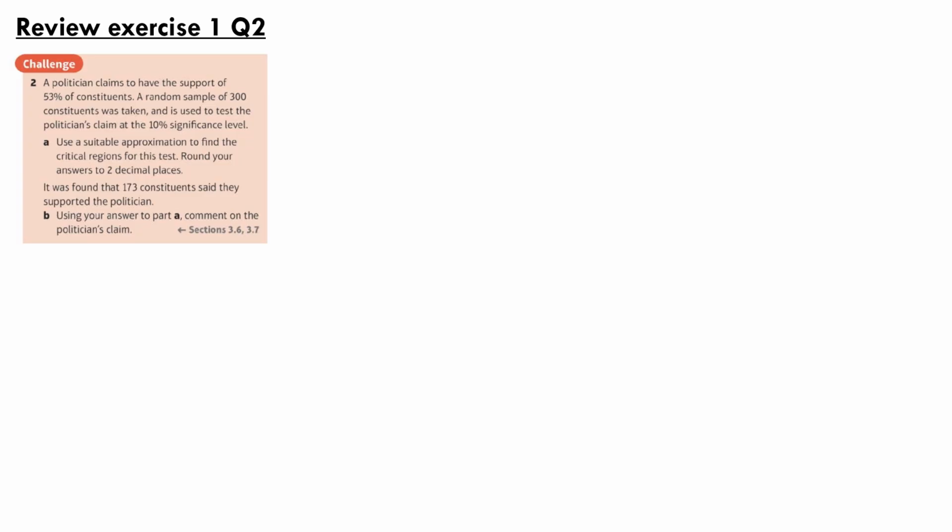Okay, so this is very similar to one of the questions from chapter 3, so again, I'll go through quite quickly here. We can model this with a binomial distribution with 300 trials for the constituents, and the probability of success is 0.53. As n is large and p is close to 0.5, we can approximate this with a normal distribution. So the mean is 300 times 0.53, which is 159.